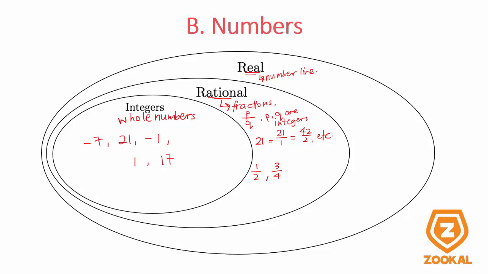Real numbers can be separated into rational numbers and irrational numbers. So any number that cannot be expressed as a fraction. So the most common irrational number that we see is pi. We use the approximate of 3.14, we use the approximate of 22 over 7, but in actual fact, these are just approximations, and pi is an irrational number that cannot be expressed as a fraction.